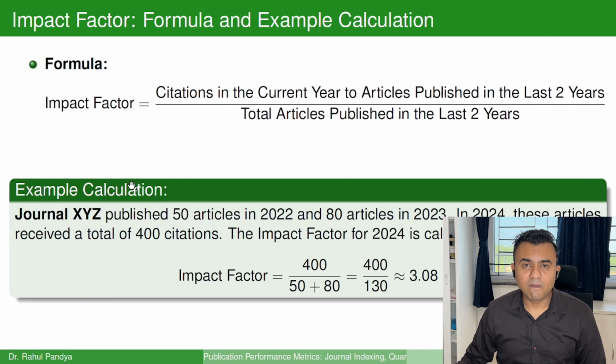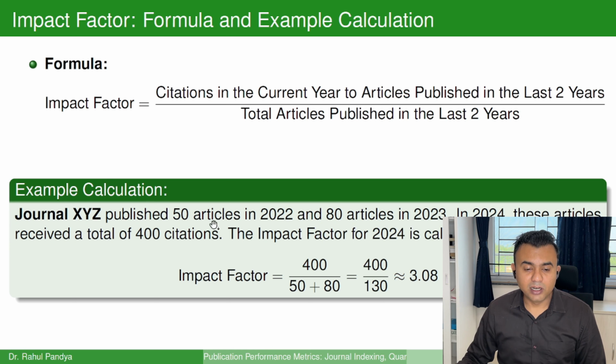The general formula for computing the impact factor is citations in the current year to articles published in the last 2 years, divided by the total articles published in the last 2 years. Let's take one example and understand it. Let's say a journal XYZ has published 50 articles in the year 2022 and 80 articles in 2023. I have to count how many articles were published in the last 2 years.